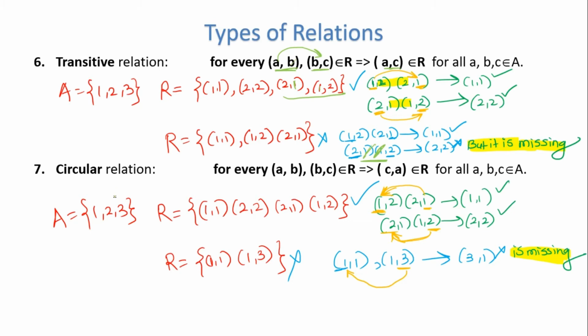Next type of relation is circular relation. Now this is exactly opposite to the transitive relation, where for each and every pair of (a,b) and (b,c), we are checking the (a,c) pair.